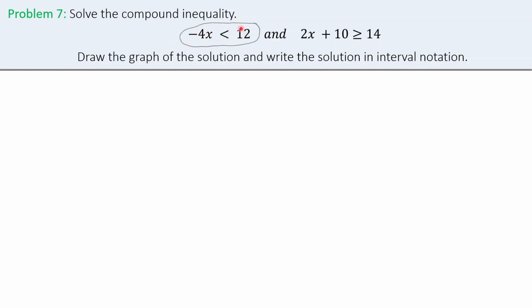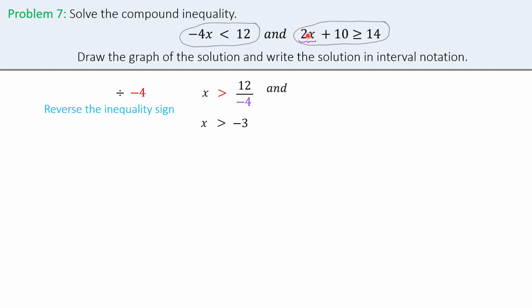Divide both sides by -4 and isolate x. You get x. You are dividing this inequality by a negative number, so you need to reverse the inequality sign. This is less than, so you need to put greater than. 12 divided by -4. X greater than 12 divided by -4 is -3. This is the solution to this inequality. Put the and. Now solve this inequality.